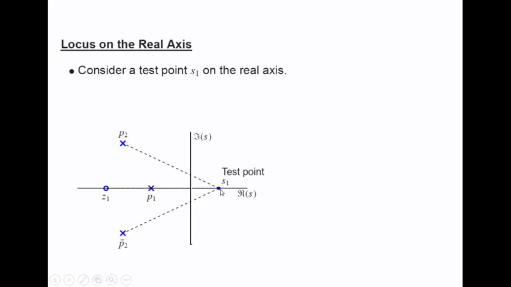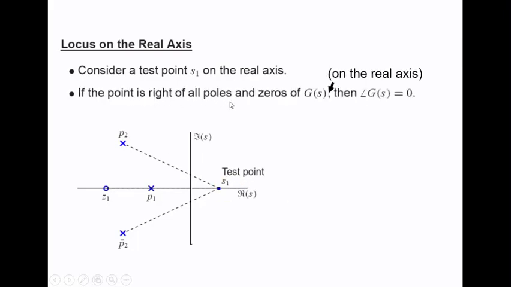Now we want to know whether S1 is located on the root locus or not. So we must draw a vector from each and every pole and each zero and measure its angle. The net angle should be equal to 180 degrees if that point is to be located on the root locus. If that is not 180 degrees, we will say that this point is not located on the root locus.